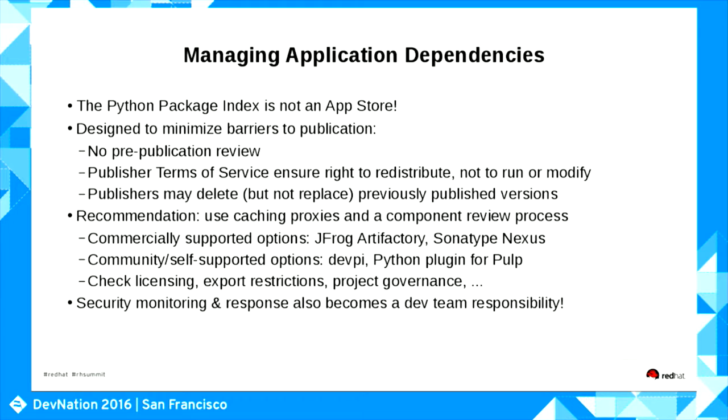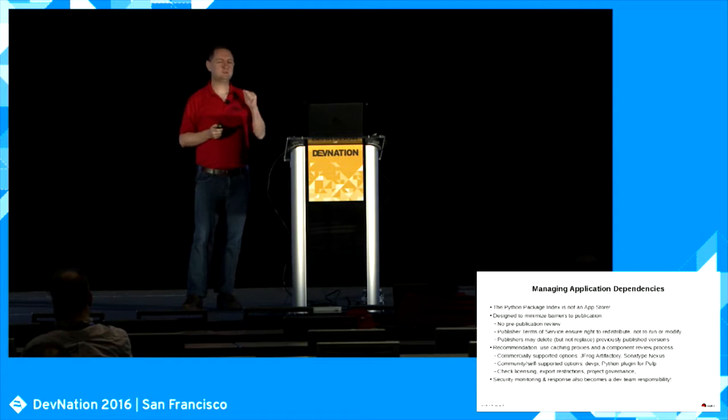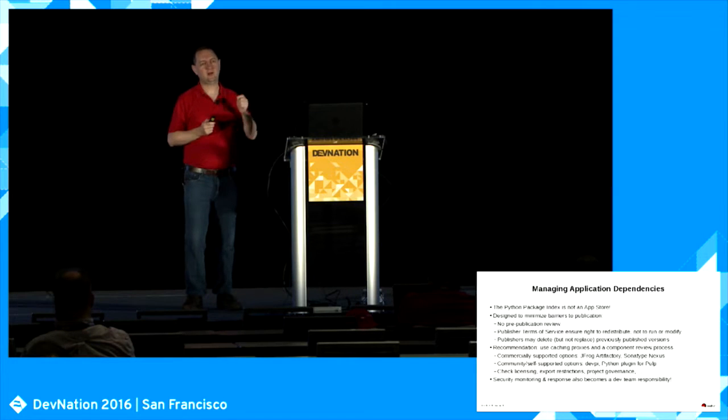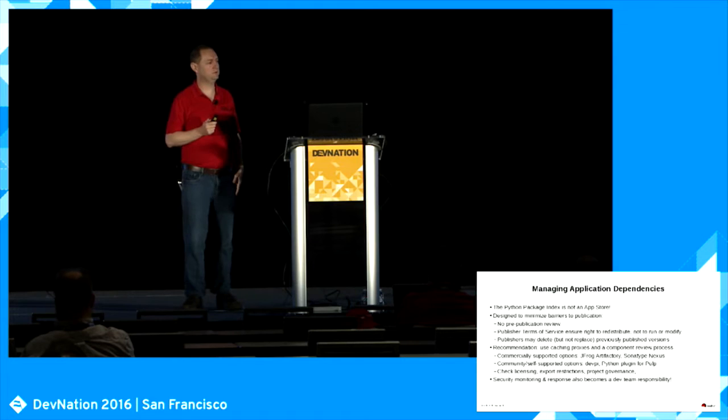So anyway, there's no pre-publication review. The publisher terms of service ensures the Python package index itself has the right to operate. It ensures PyPI mirrors have the right to operate. The terms of services themselves do not grant you the right to run or modify the software that you find there. That right is granted by the open source licenses that people apply to the things they upload.